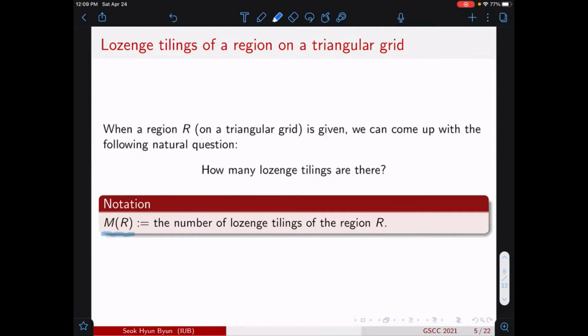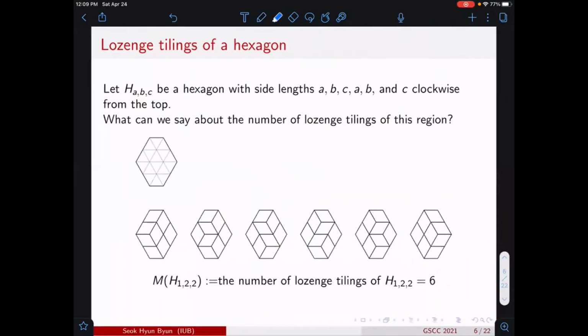In general, this is a very hard question. So we will focus on some region which is relatively well known, and the region which is relatively well known is a hexagonal region. We now jump into the lozenge tiling of a hexagon.